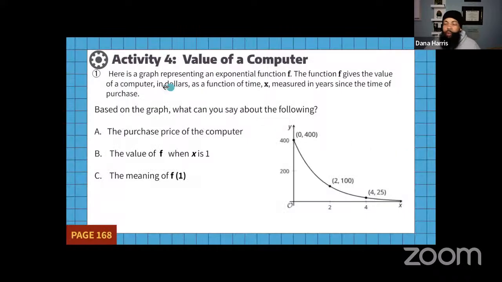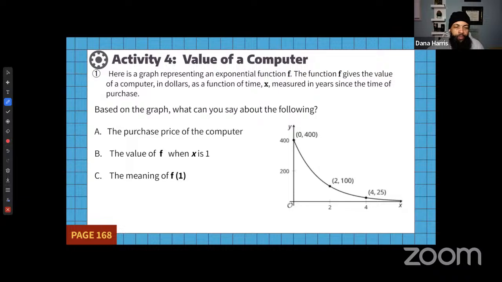Here we skip all the way over to activity 4. Activity 4 is very, very important, right? So it says, here's a graph representing an exponential function f. The function f gives the value of a computer in dollars as a function of time x, measured in years since the time of purchase. Based on the graph, what can you say about the following? The purchase price of the computer, that's going to be the y-intercept. So this is going to be $400.